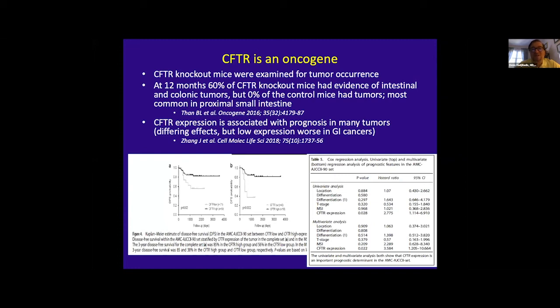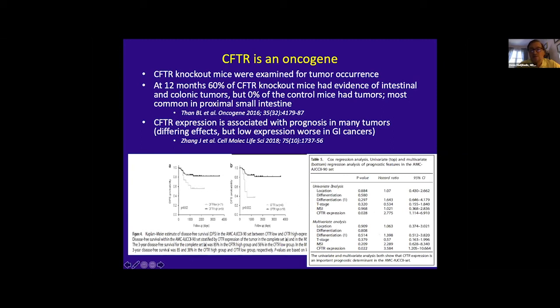However, one of the intriguing things is that maybe CFTR is an oncogene. There is a study that looked at both a patient population and CFTR knockout mice. After they induced some colonic tumors, they found that the CFTR knockout mice had a much higher rate compared to the control mice. In the same study, in two different patient sets, they found that patients with high CFTR expression had much better disease-free survival compared to those whose tumors had low CFTR expression.